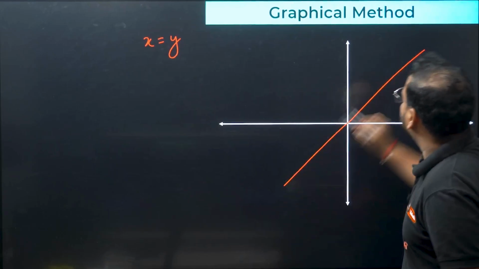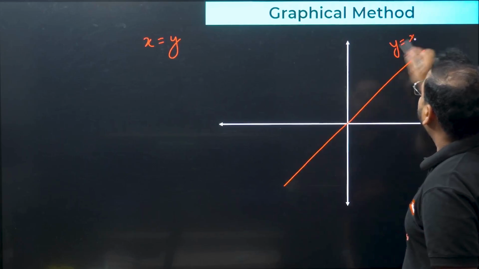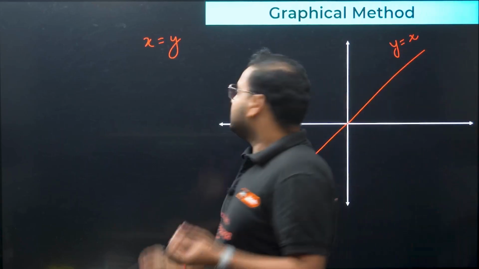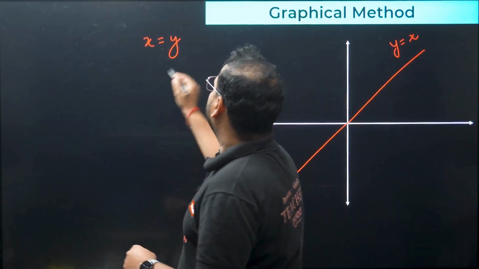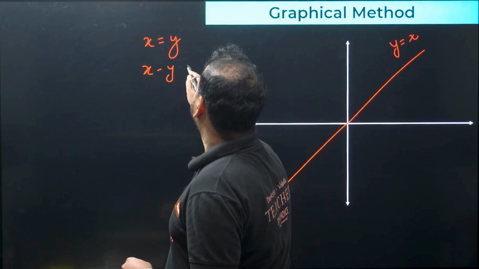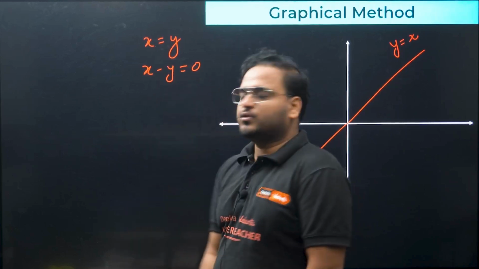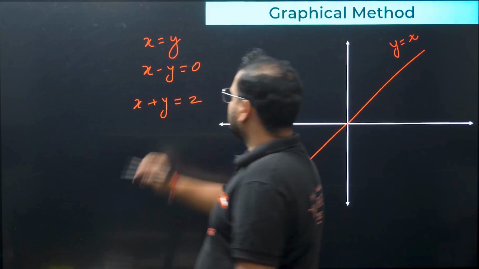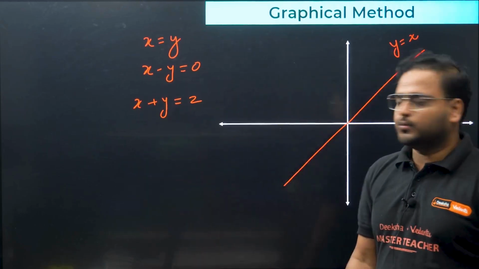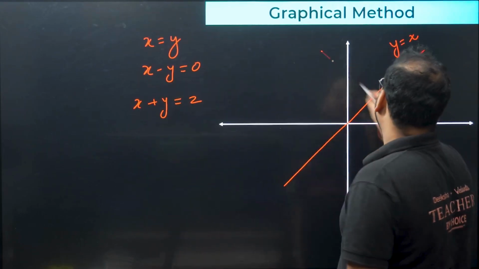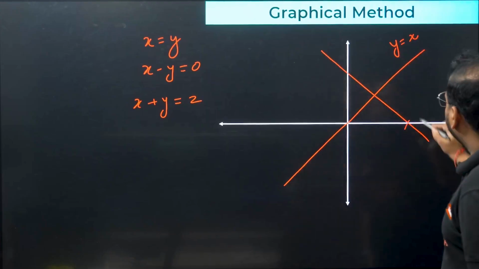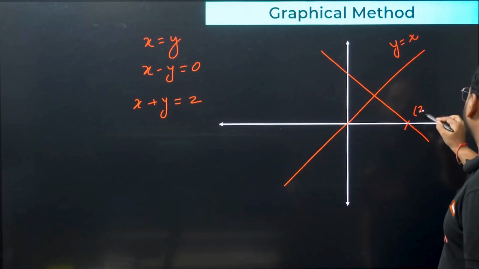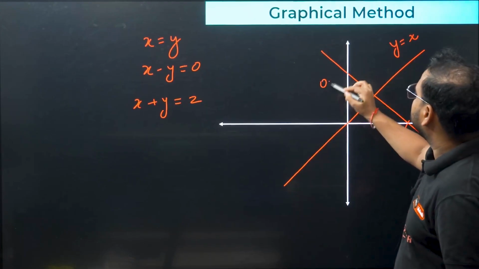This is the equation y equal to x. If I take another, is this an equation in two variables? It is. You can write it like this, x minus y equal to 0. If I want to write another equation, x plus y equals 2. Then this will be the equation for you. Please check. This is your 2, 0, and this is 0, 2.